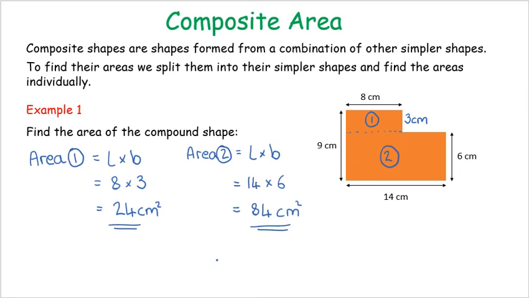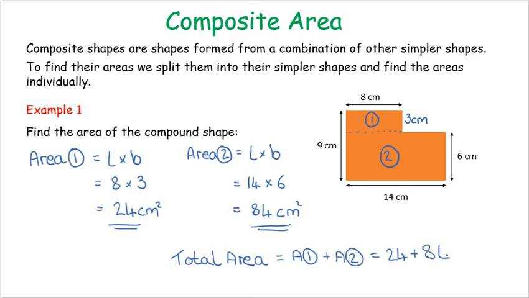So to work out the total area, all I need to do is add them together. So area 1 plus area 2, and I'll put in the numbers as well, so that's 24 plus 84, which gives me a grand total of 108. And again, not forgetting my units, square centimetres.